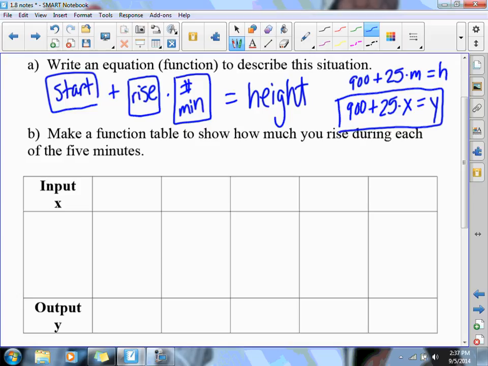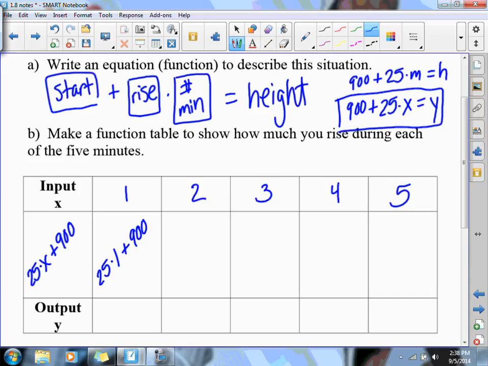Now the directions for part B say to make a function table to show how much you rise during each of the 5 minutes. So we've got 1, 2, 3, 4, and 5 minutes that we're going to substitute into our function. I'm going to put my function over here, and actually I'm going to write it as 25 times x plus 900, because it'll be easier to do the 25 times our x value and then add that to the 900. So 25 times 1 is going to be 25, plus 900 is 925.